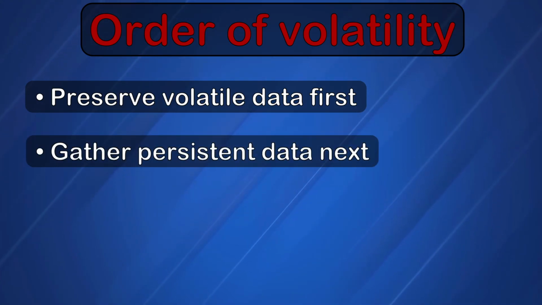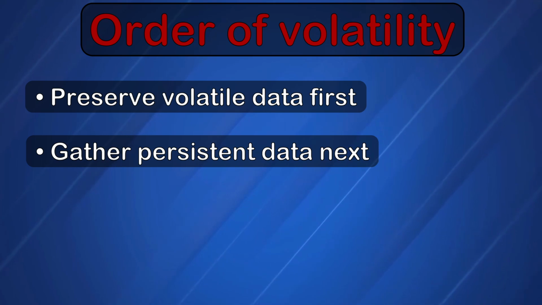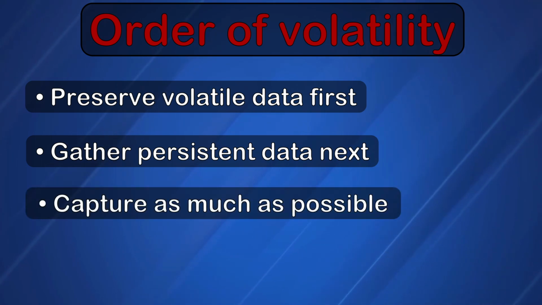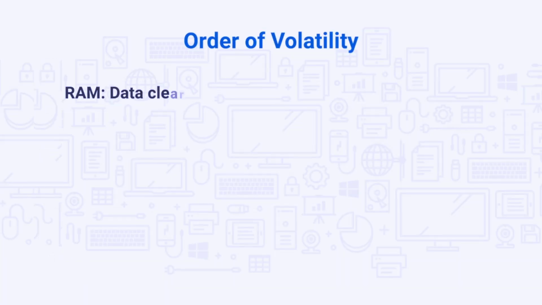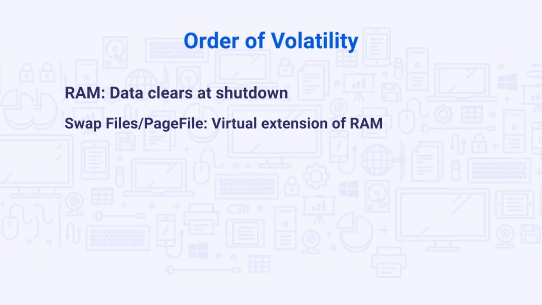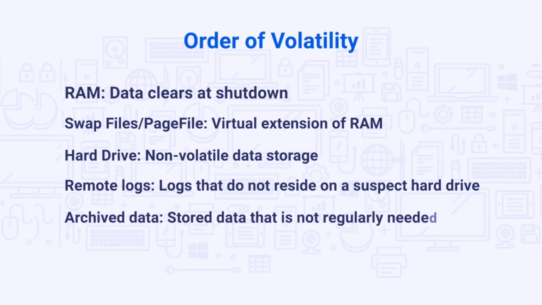If an attack is underway, your computer forensics response team is probably going to capture volatile data before trying to gather data from the hard disk or turning the system off. The order of volatility is RAM, swap files, page files, hard drive, remote logs, archive data. These items must be investigated in this order so that potential evidence is not lost.